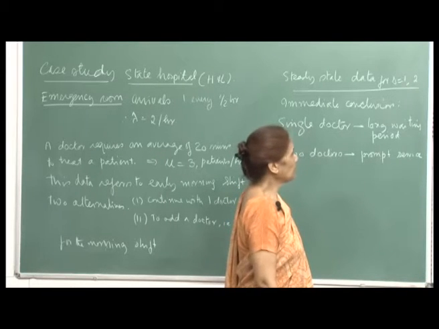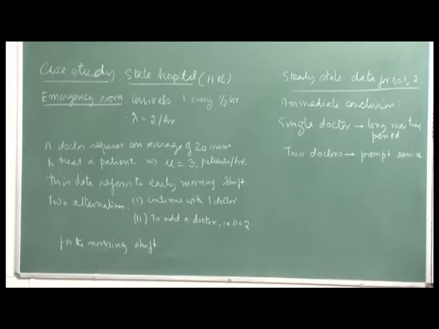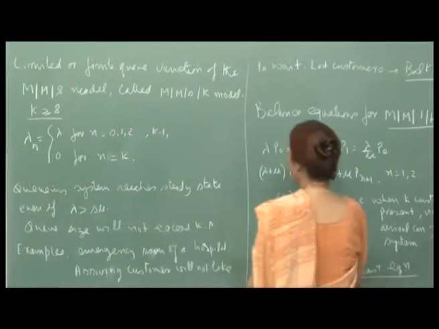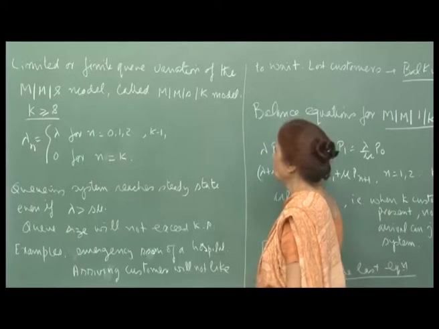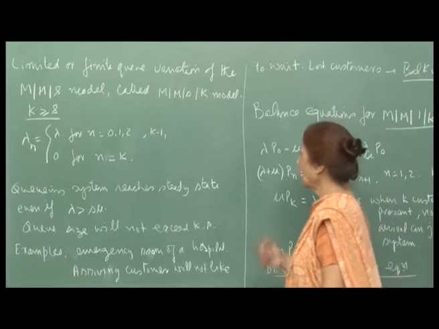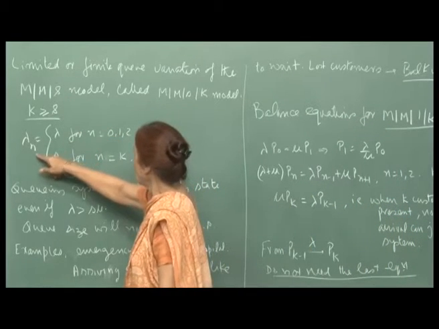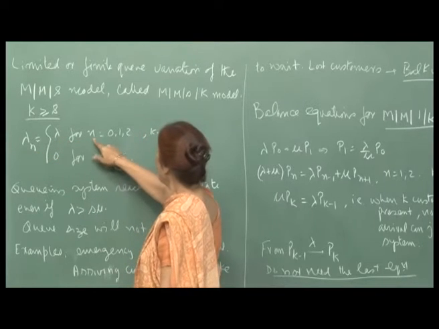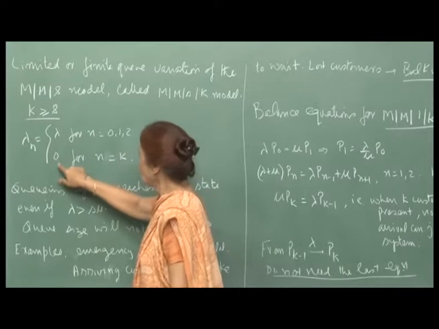Anyway, this is very reasonable, and it models realistic situations where you have limited space, that means a finite queue; you cannot allow for an infinite queue. So, the only change that you would have to make in the MMS model would be that your lambda n will be lambda for n varying from 0, 1 to k minus 1, and for n equal to k it will be 0.